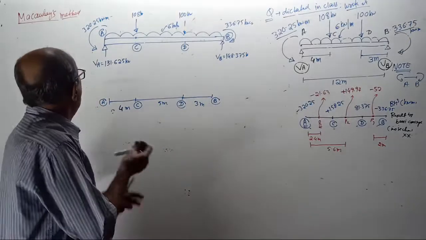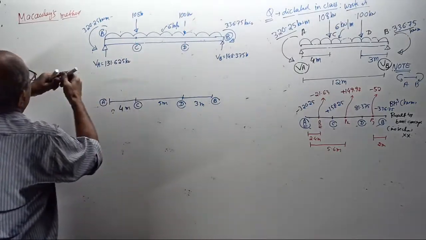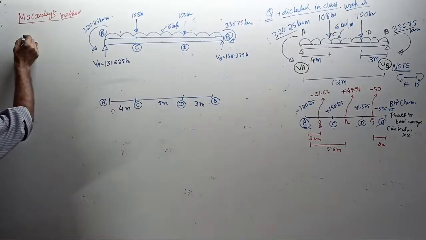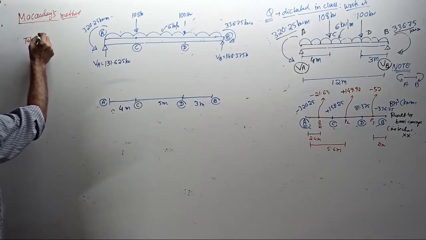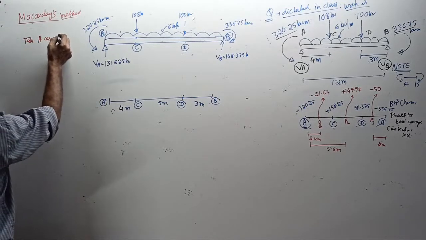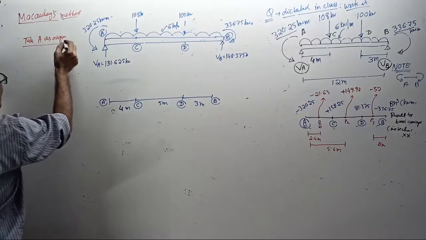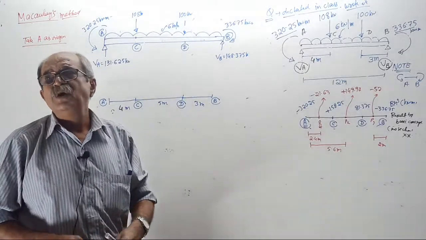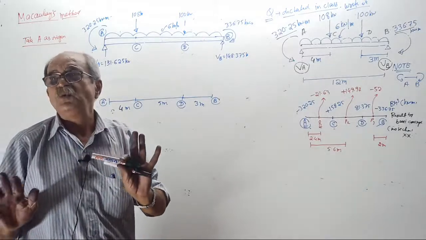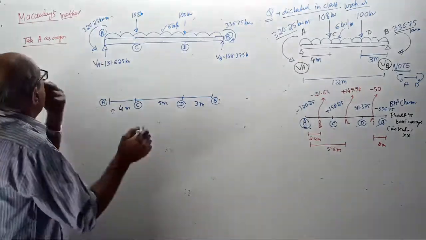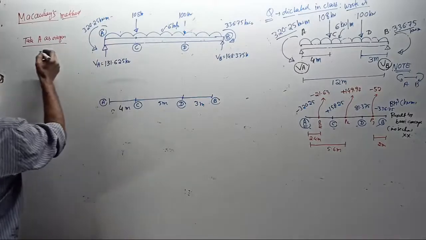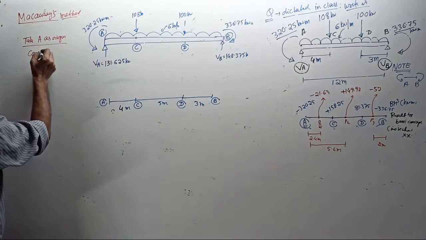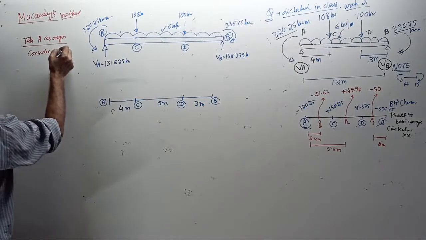See now, what you do? First, see, I will write here. Take A as origin. Today I will explain with A as origin. If you want, tomorrow I will continue and take B as origin and explain for you later. Okay, start. Take A as origin and consider section XX.